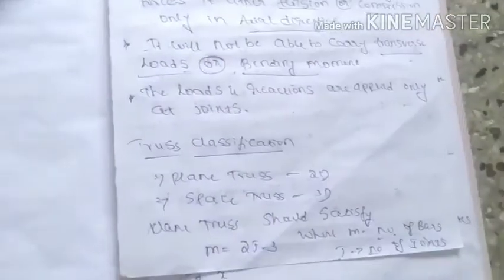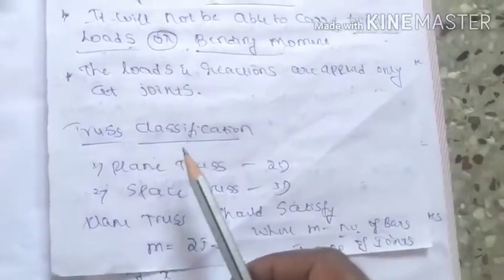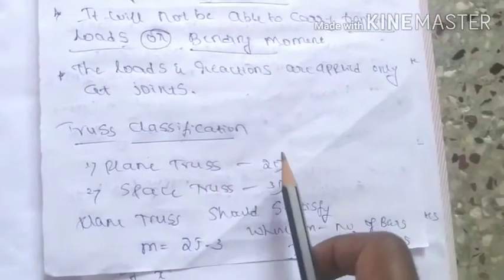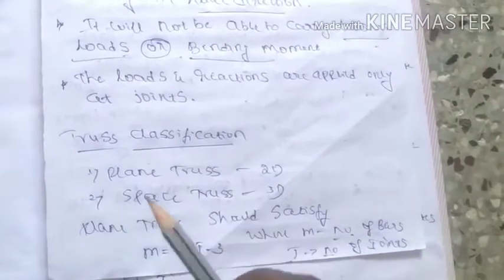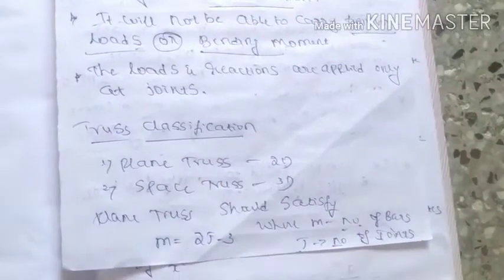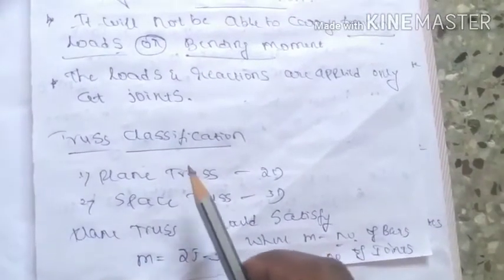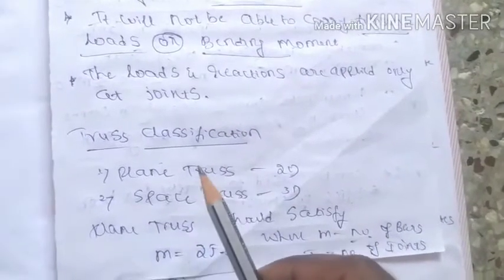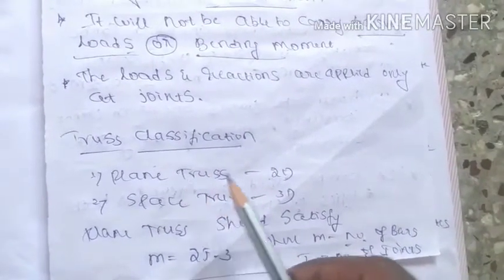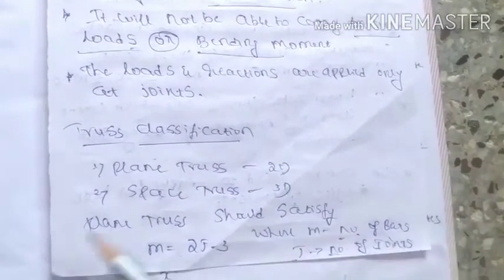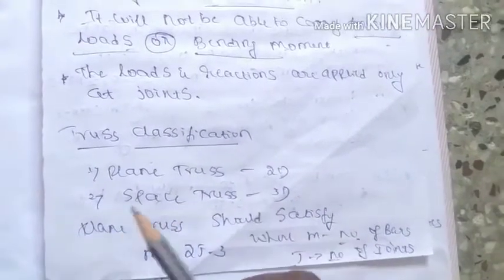Next, what are the types of trusses? One is 2D, that is called a plane truss. The other is the space truss, that is called 3D. Out of these two, only the 2D plane truss is in the syllabus. That means compared to the length and width, the thickness is very small. So that is called a 2D truss.